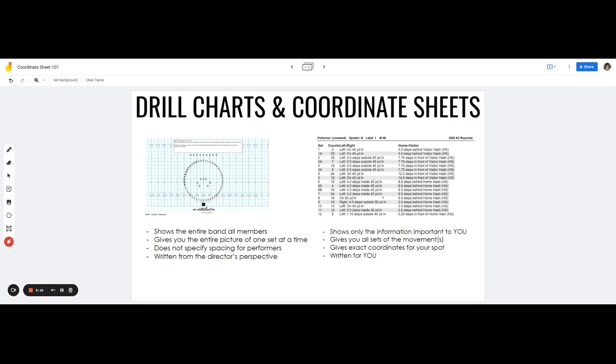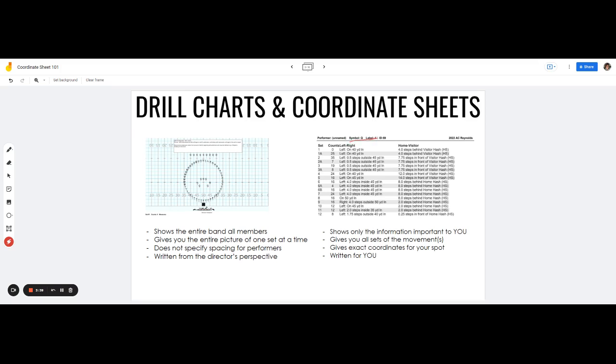And then this is a coordinate sheet, which you've been given, that shows you only the information that you need, just the important stuff. It's going to give you all of the sets in your song or in your movement. In this case, this coordinate sheet is for movements 1 and 2. You'll have your own coordinate sheet by itself for movement 3 and another one for movement 4. This gives you your very specific coordinates down to the quarter of a step. That's how close it gets you to certain things. And it's written just for you.